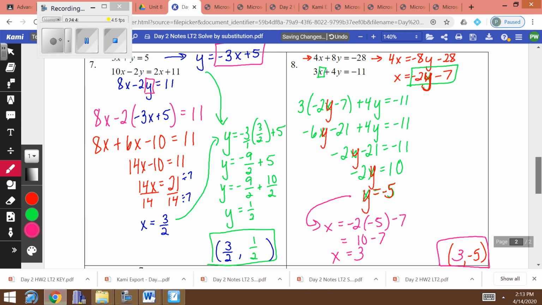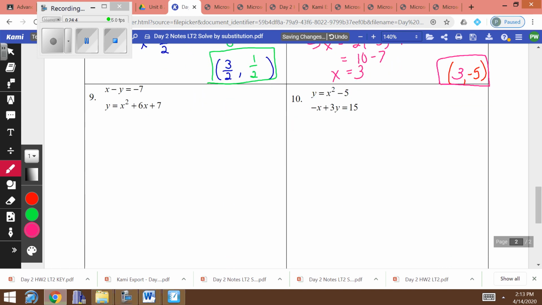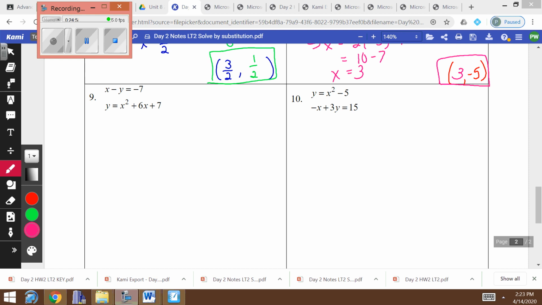All right, last couple that we're going to look at here. I know these are kind of long, but it's a lot of stuff to go through. The homework itself is not too bad here. So let's take a look. Notice we have a linear equation and a quadratic equation here. So we've so far solved one with linear and quadratic by graphing, but here I want to show you how to do it with substitution.